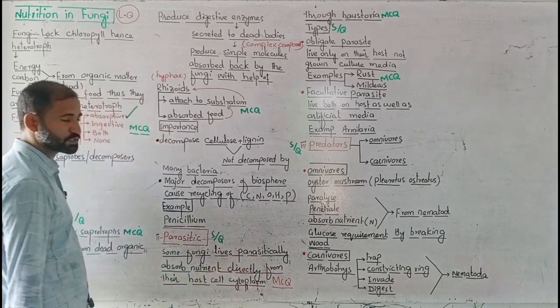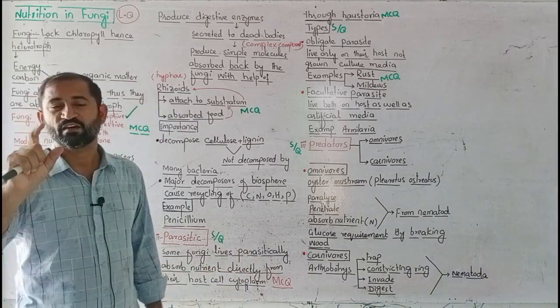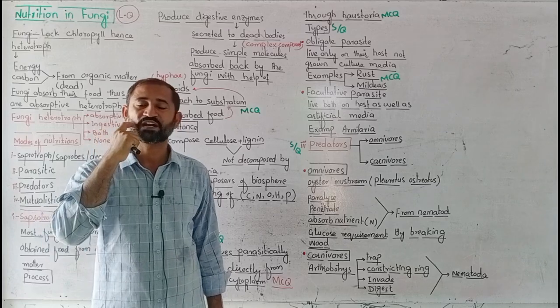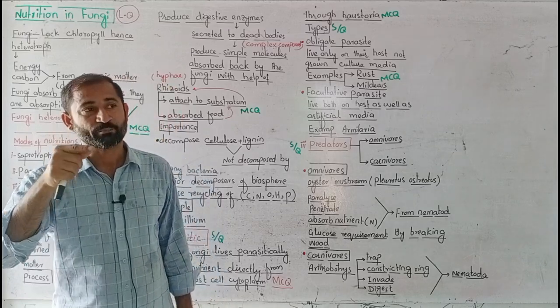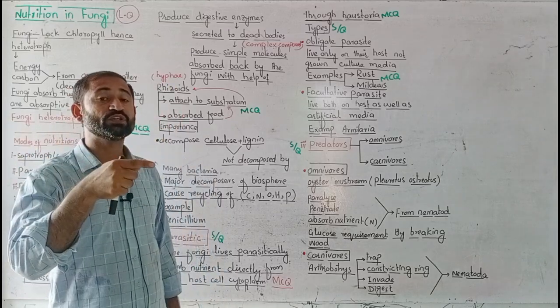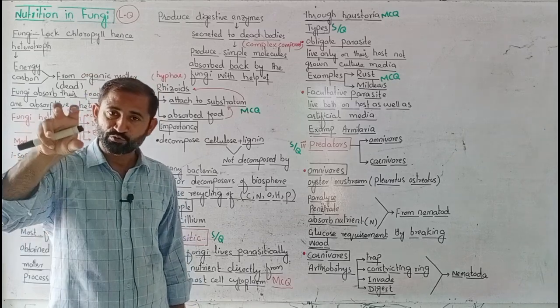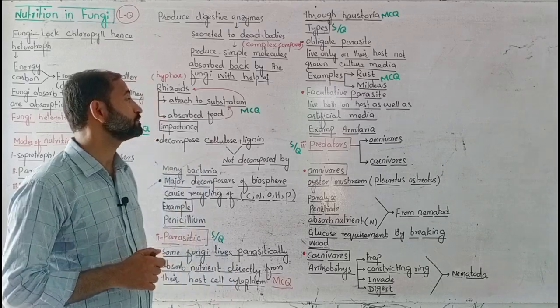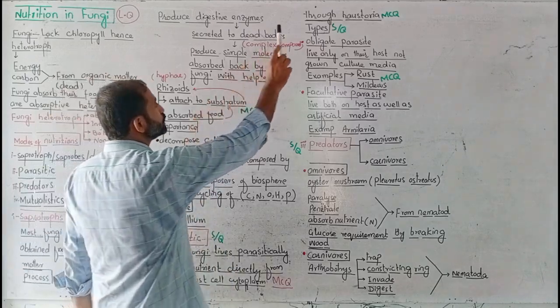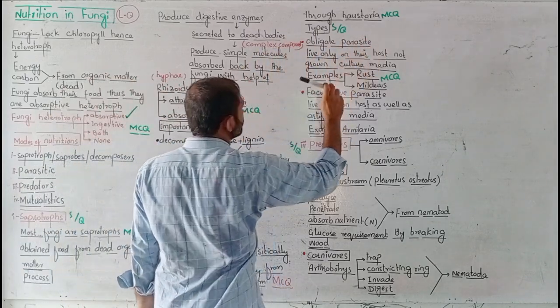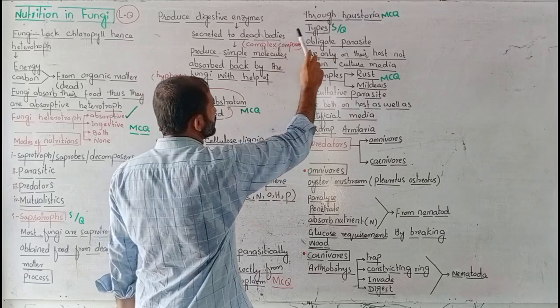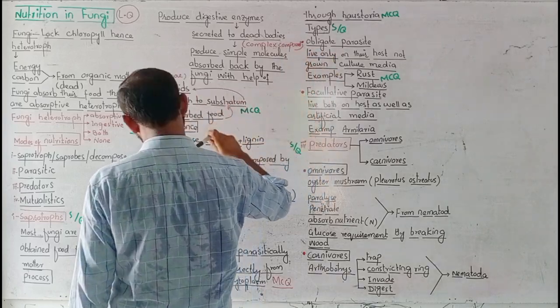This one is also in MCQs. It means that they have a special type of hyphae known as haustoria. They penetrate the haustoria into their host's living cytoplasm and absorb nutrients from the cytoplasm. Through haustoria, this one is also in MCQs. Types is a short question.